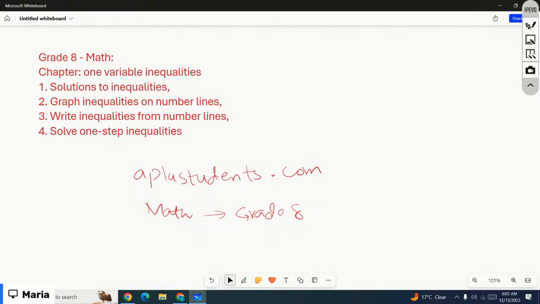We're going to start with chapter 1, one variable inequalities. The lessons we're going to cover from the chapter are solutions to inequalities, graph inequalities on number lines, write inequality from number lines, and solve one-step inequalities. Please make sure you have your notebook and pencil so that you can note down the important examples and definitions as well. Let's just start with the lesson.